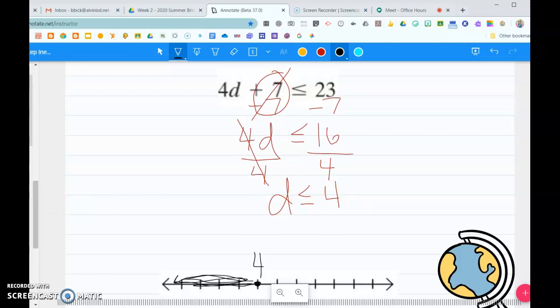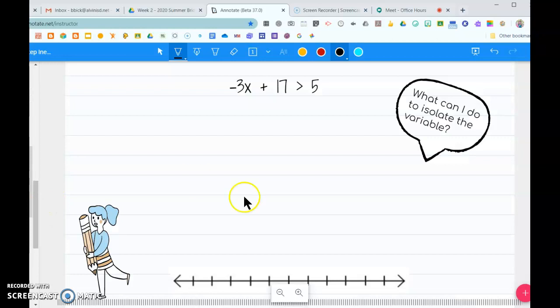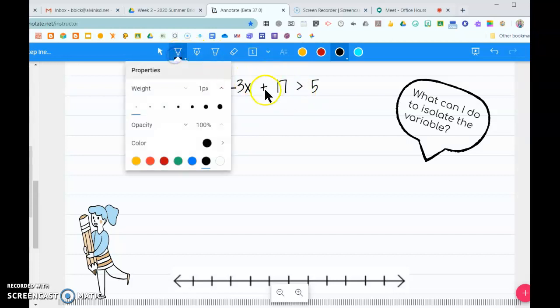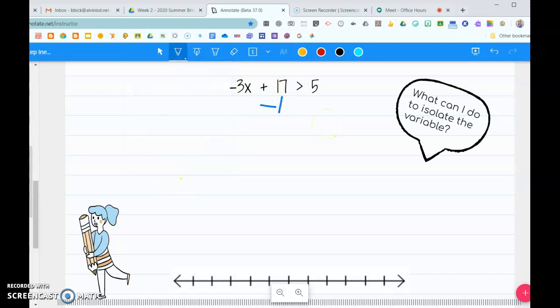Let's try another example. Negative 3x plus 17 is greater than 5. Okay, so we're going to start by getting rid of this constant right here. We're going to start by subtracting 17 from both sides. And then once we do that, we have negative 3x left on the left. Our sign stays the same. And then 5 minus 17 is negative 12.